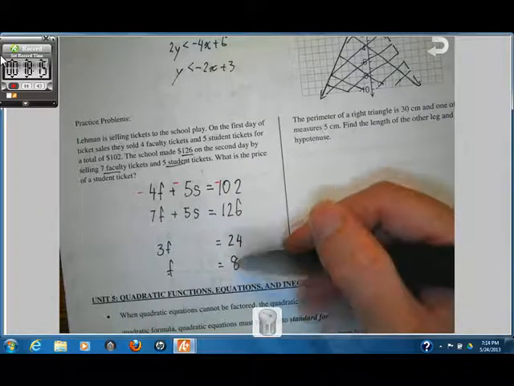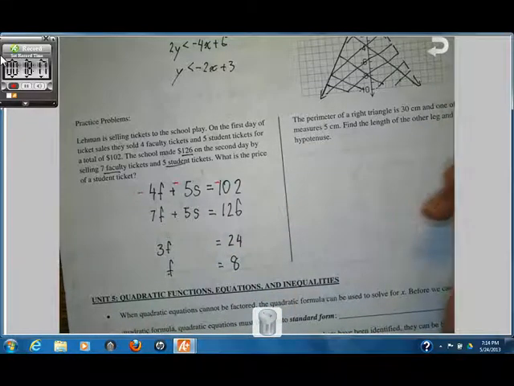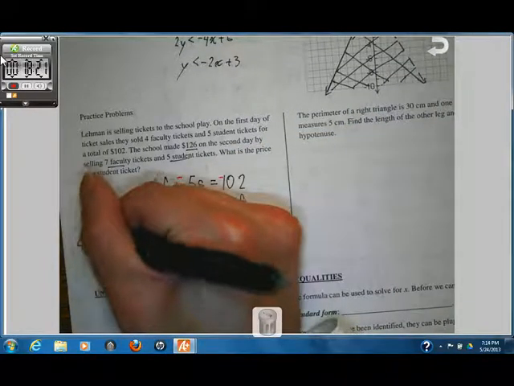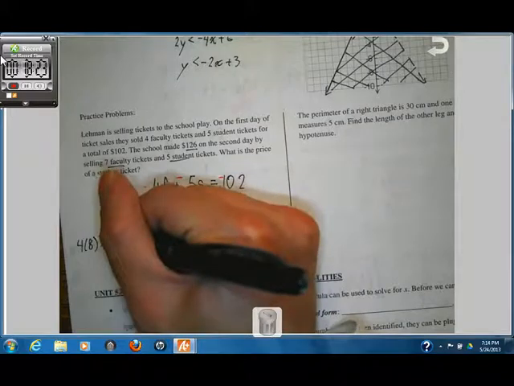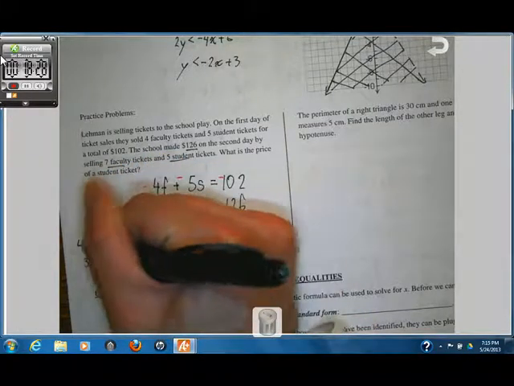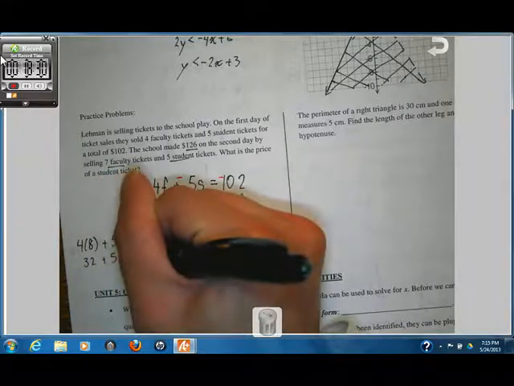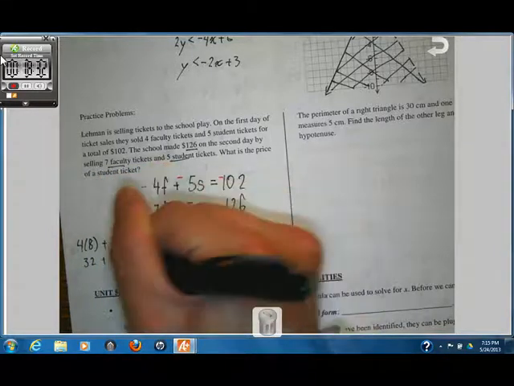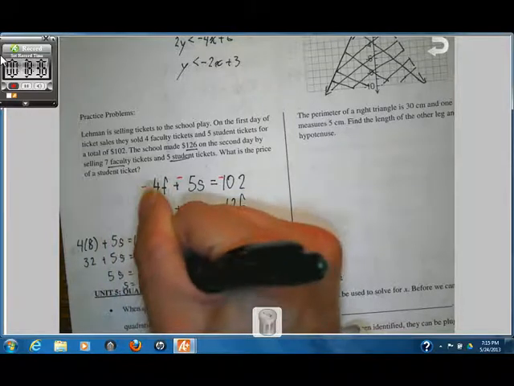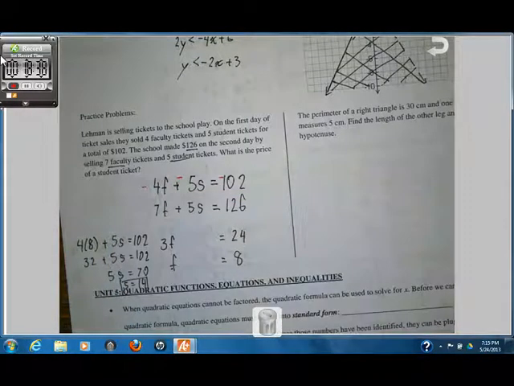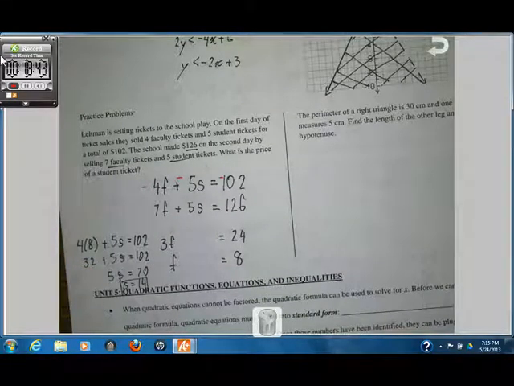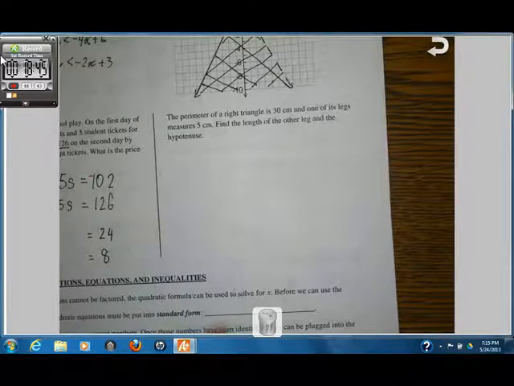Perimeter of a right triangle is 30. One of its legs measures 5 centimeters. The other leg is... Find the other leg and the hypotenuse. That one might be fun. X plus Y plus 5 is equal to 30.